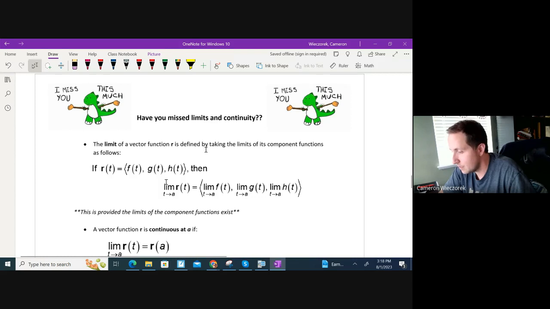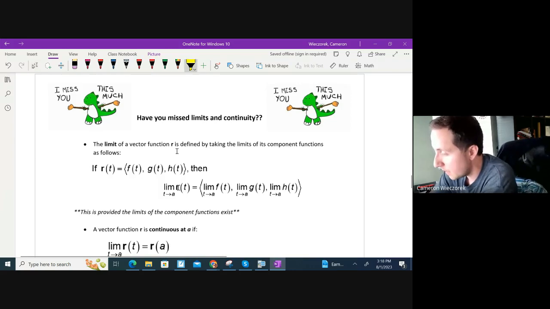So if I want to take the limit as t approaches a specific value a of that vector valued function, I'm just going to pass the limit operator through to each of my individual component functions. I'm going to take the limit as t approaches a of f of t, the limit as t approaches a of g of t, and the limit as t approaches a of h of t. And then I get my result.